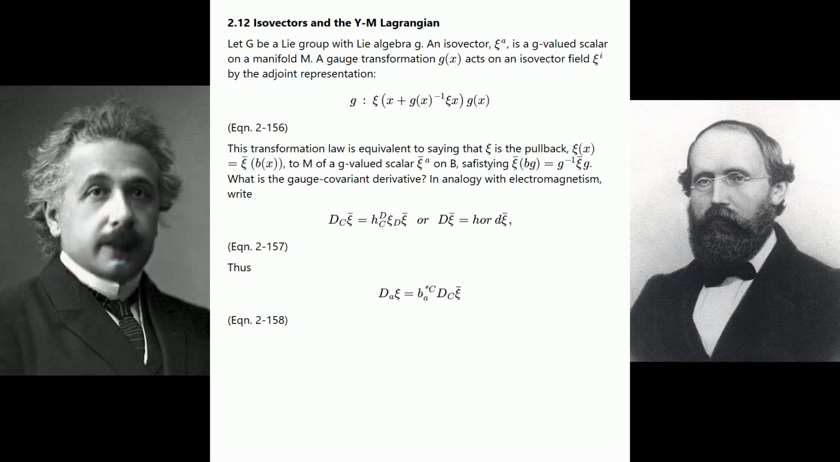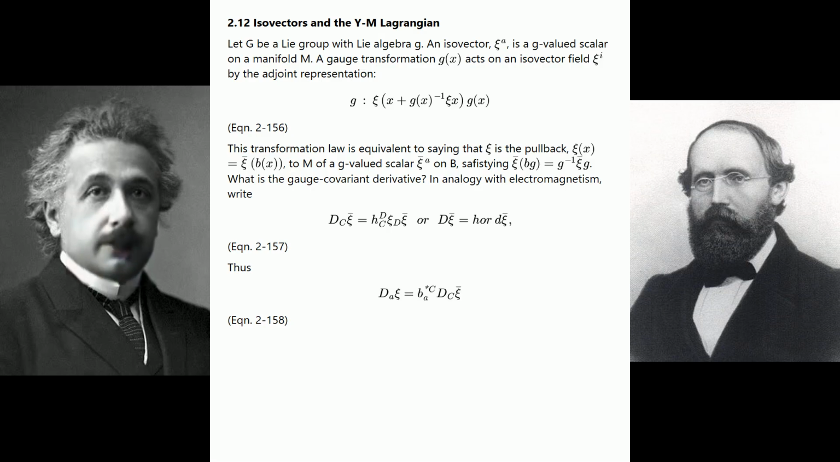2.12 Isovectors and the Y-M Lagrangian. Let G be a Lie group with Lie algebra 𝔤. An isovector Π^A is a 𝔤-valued scalar on a manifold M. A gauge transformation g(x) acts on an isovector field Π^I by the adjoint representation.